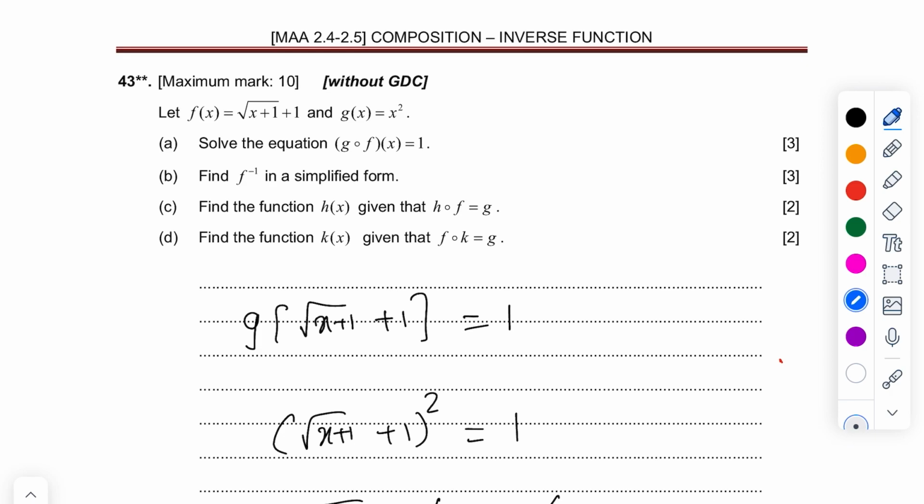Next, find the function h of x such that h circle f equals g.